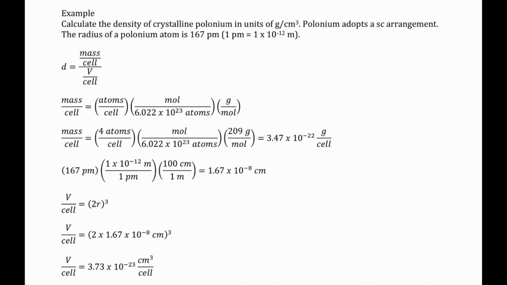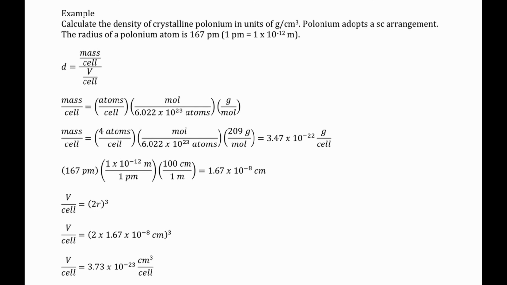Okay, so I have the correct number for the mass per cell, but I have the wrong value for atoms per cell. So in your notes, change that 4 atoms per cell to 1 atom per cell, and you would get 3.47 times 10 to the minus 22 grams per cell. Alrighty, so that gives us the mass per cell.